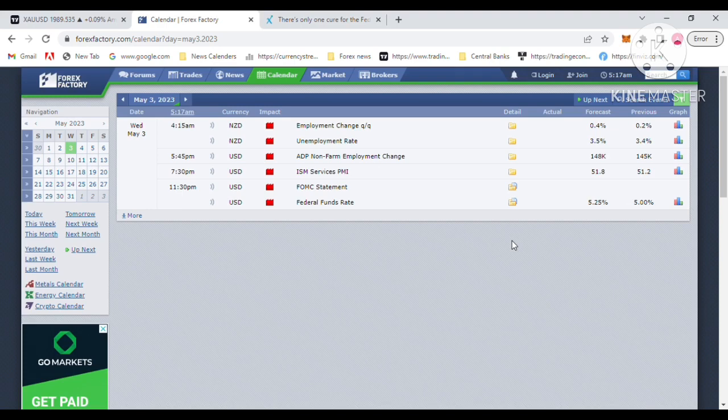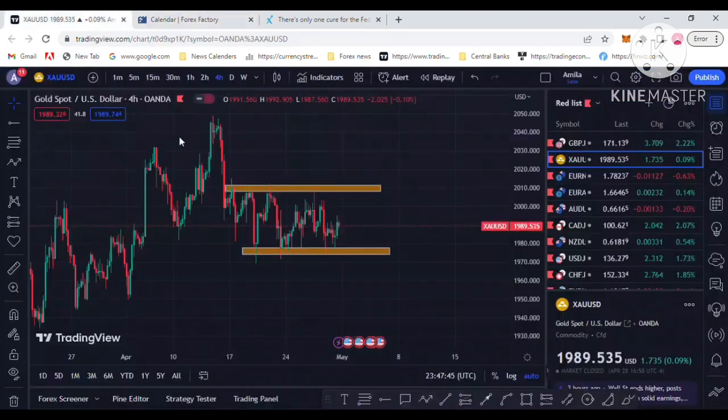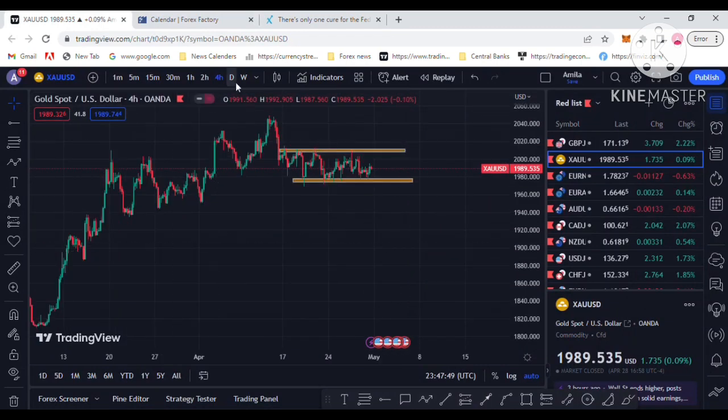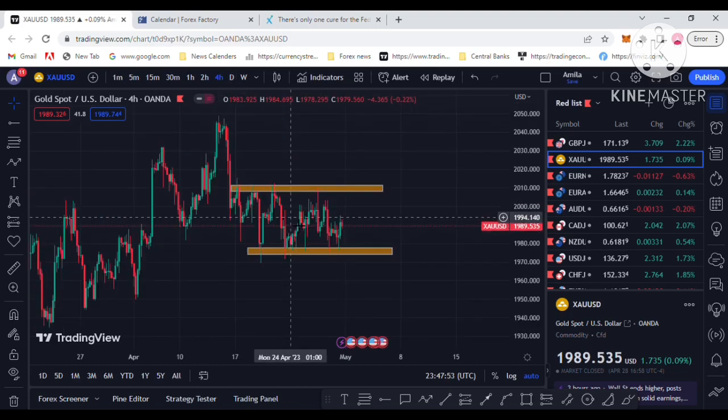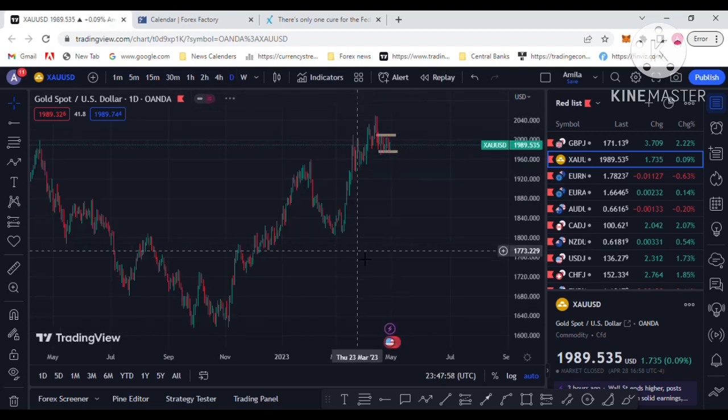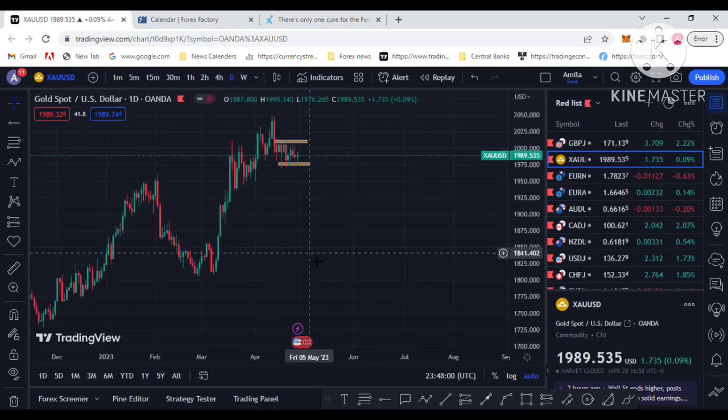If the Fed interest rate goes to 5.25, that will help gold drop. If the Fed holds the rate, gold gets demand and the US dollar gets a negative effect. So that's the economic data next week. You should watch these two economic data releases, and I am moving to my technical analysis for your next week gold trade. I am moving to the gold daily chart.